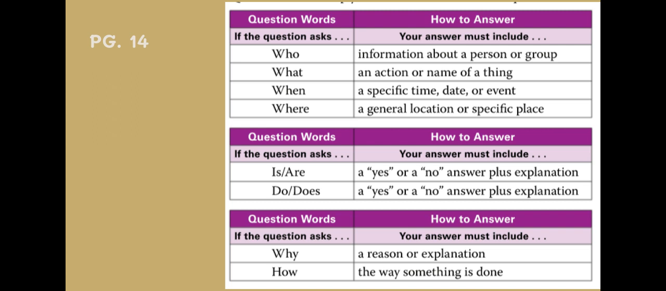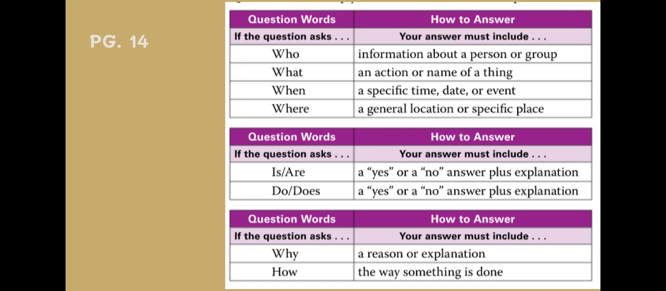Remember that if a question asks who, your answer must include information about a group or a person. If your question asks what, your answer must include an action or a name of a thing. If the question asks when, your answer must include a specific time, date, or event. If your question asks where, your answer must include a general location or specific place.